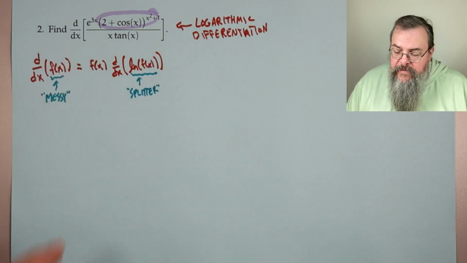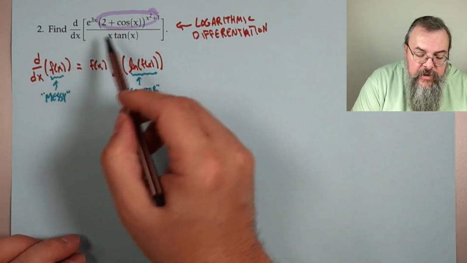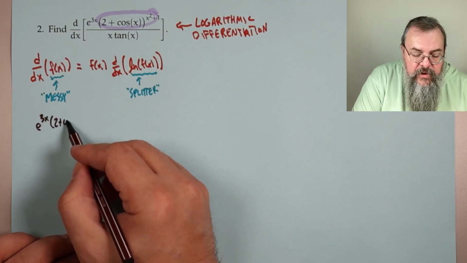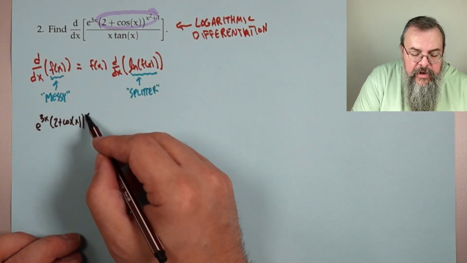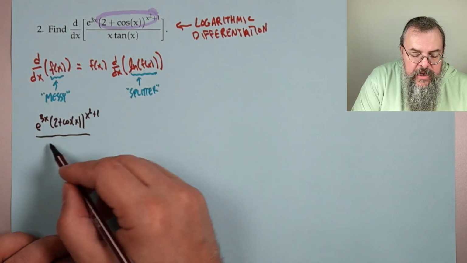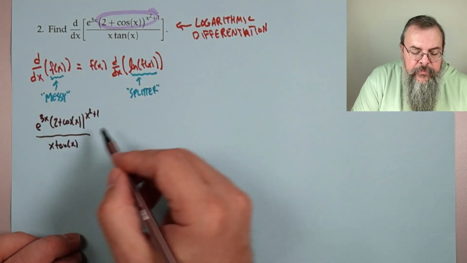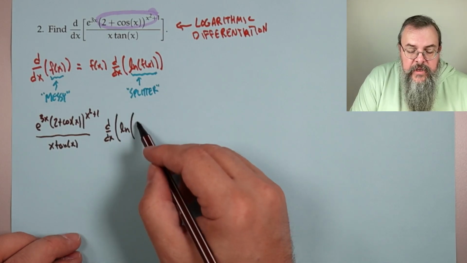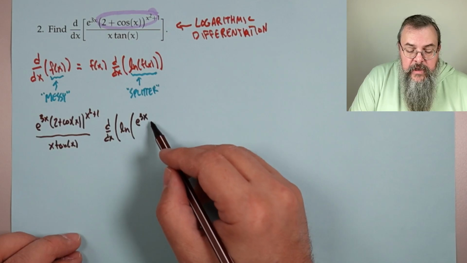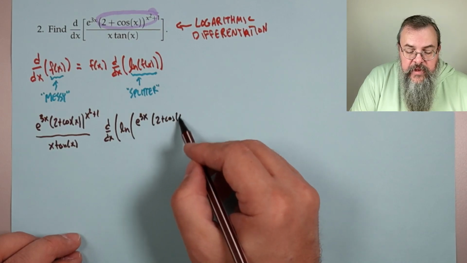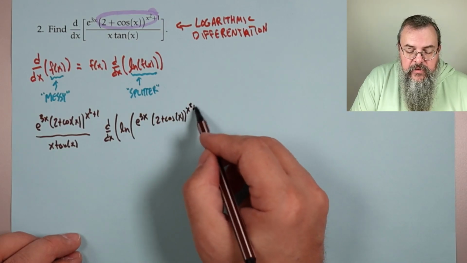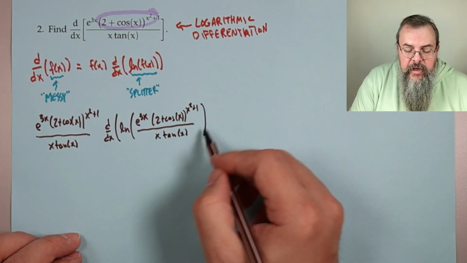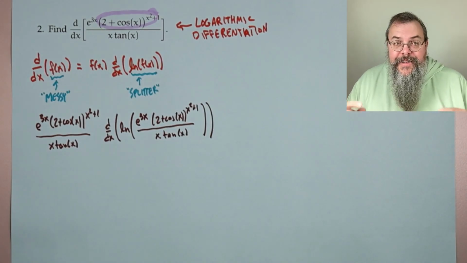So we have that our derivative is, here's our f of x, so it's e to the 3x, 2 plus cosine x to the power x squared plus 1 over x tangent of x times the derivative of the natural log of e to the 3x, 2 plus cosine x to the power x squared plus 1, all over x tangent of x.